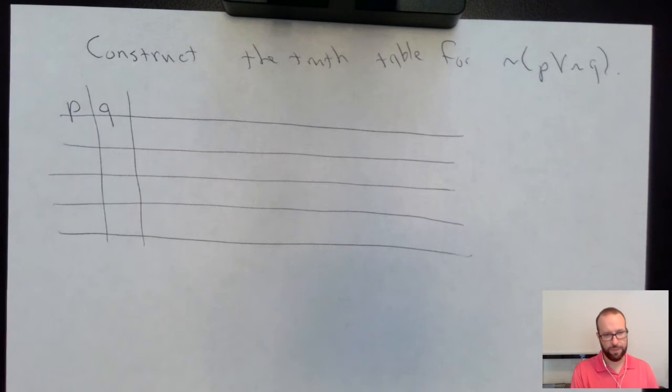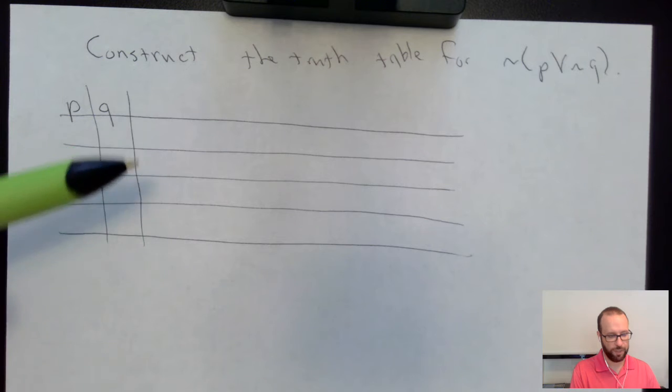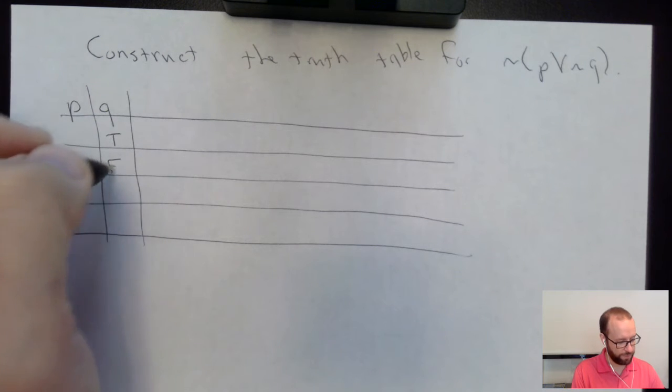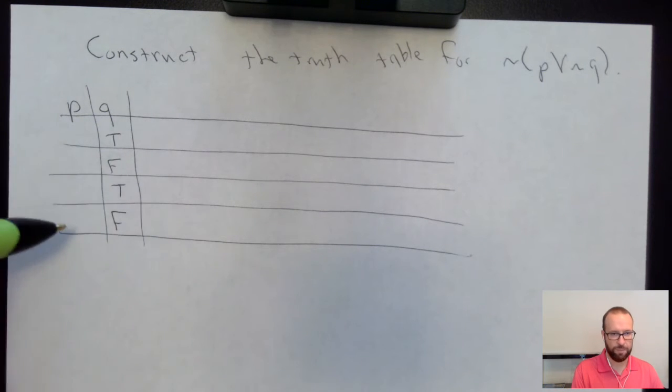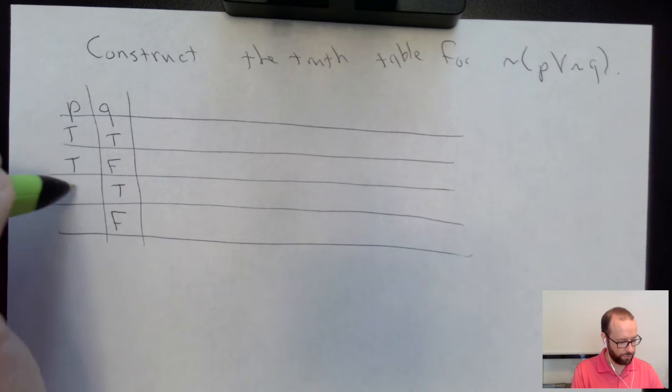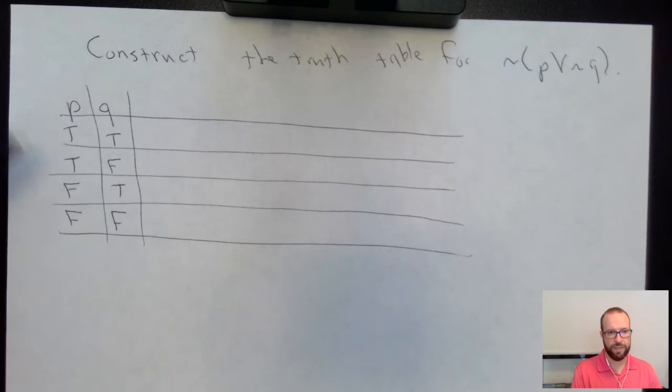And I'll always fill in under my simple statements the same way, starting on the right, alternating true, false, and then stepping to the left and doubling up for true, true, false, false. If indeed I had a third value over here, I would double up again to 4 in a row.